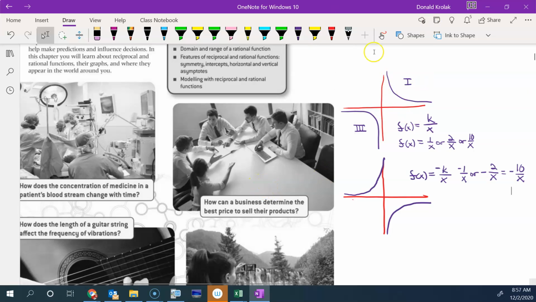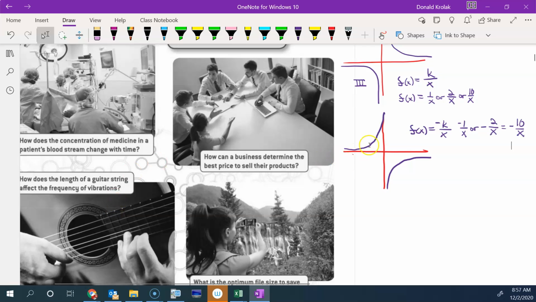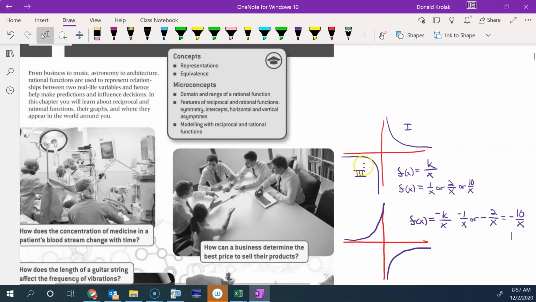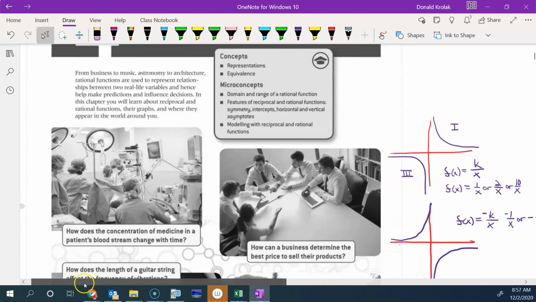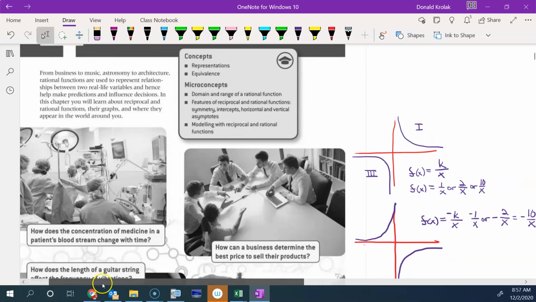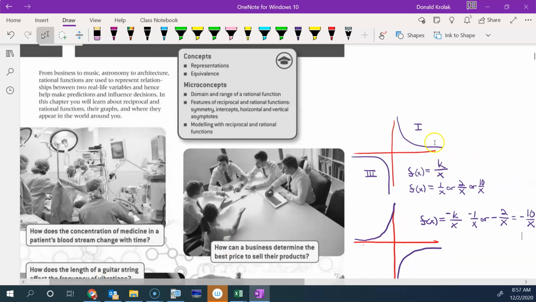And so these have all sorts of applications. And as we're going through this, in one of the sections, we do modeling real life situations using reciprocal functions. Okay, one big one is the concentration of a drug in your blood system are measured using reciprocal functions.